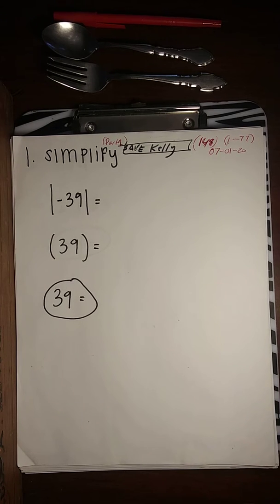Alright. Part 1, Save Cali 148, 1 through 77. Alright, we're going to do it. Start now. 39 evaluated at 39 is 39, and that's it, we're done. So the answer is 39.